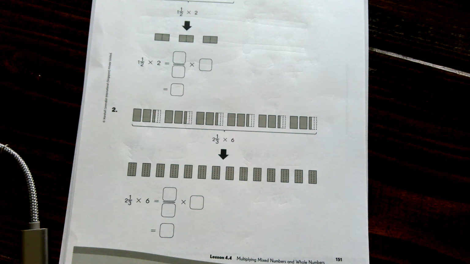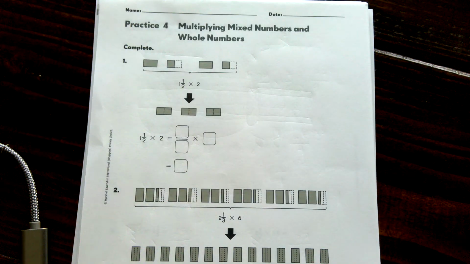All right. Awesome. Here we go. We're on practice number 4, starting on page 151 here. We're looking at mixed numbers and whole numbers.